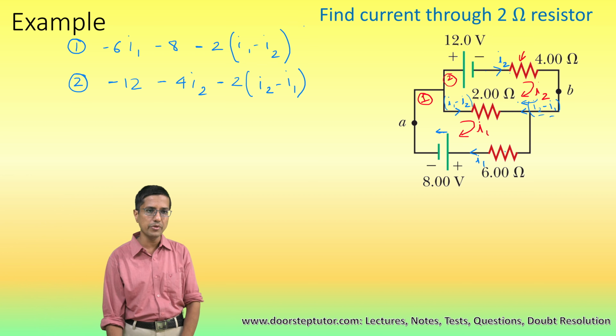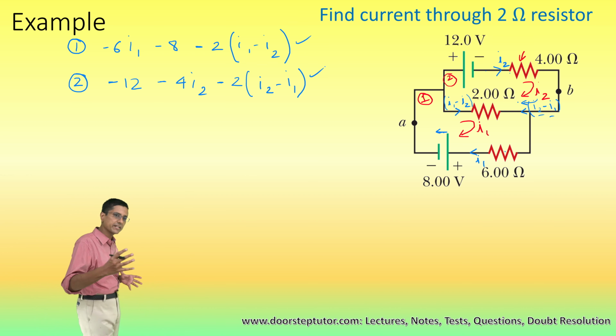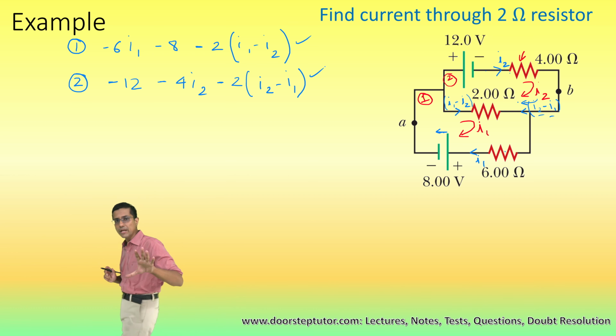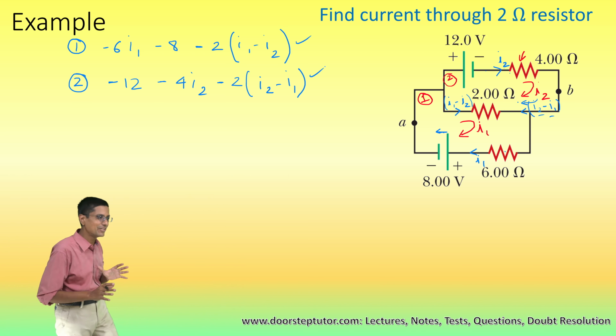So these are my two equations. Notice that unlike the Kirchhoff laws, there are two advantages here. The first advantage is that unlike Kirchhoff laws, if you directly use them, there would be three equations in three unknowns. Here we only have two equations. So that's a slight improvement.